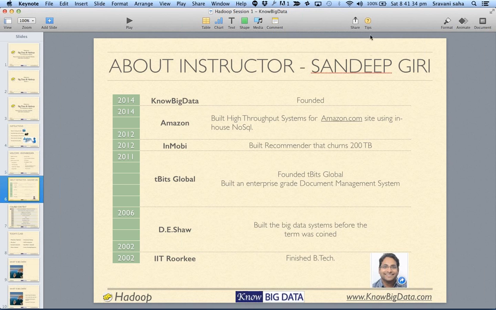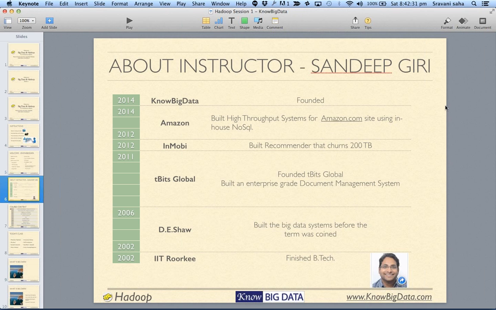So this is a little bit about myself. I'm Sandeep Giri. I'll be the instructor for this course. I did my graduation from IIT Roorkee in 2002, and just after college, I joined a company called DE Shaw. In case you are not aware, DE Shaw is into financial services. At DE Shaw, we actually built and used big data systems even before the term was coined. We were dealing with terabytes of data in 2002 when other people were yet to utilize gigabytes of data properly.